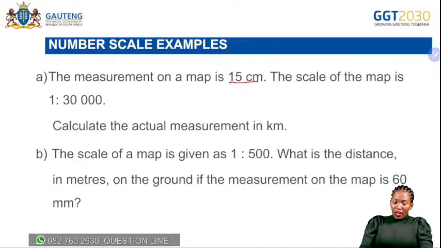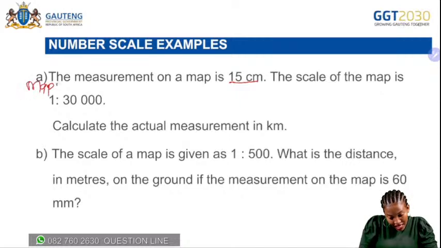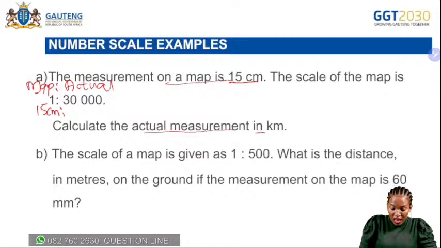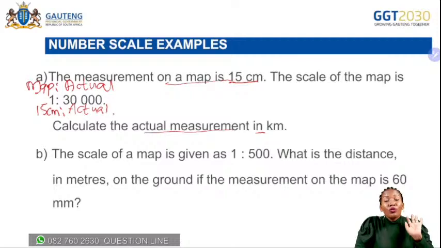So now we've got our scale here. Our scale is 1 is to 30,000. Remember, I said the first one will always represent the map distance, and this one will always represent the actual distance. So the measurement on the map, we have it. It is 15 centimeters. Since this side is for the map measurement, we'll write our 15 centimeters here. And then we want the actual distance. Calculate the actual measurement in kilometers. So I want the actual distance, I will just say actual. So how do I go about this one? You can use whatever method you feel comfortable with.